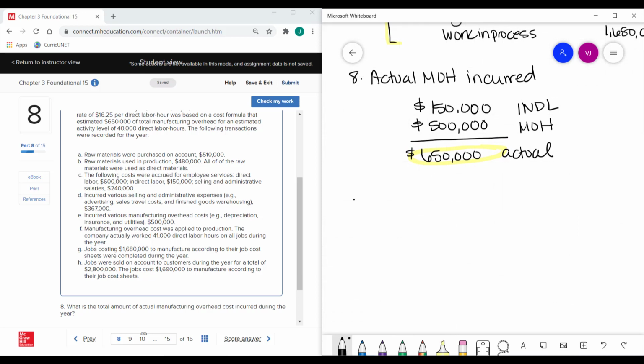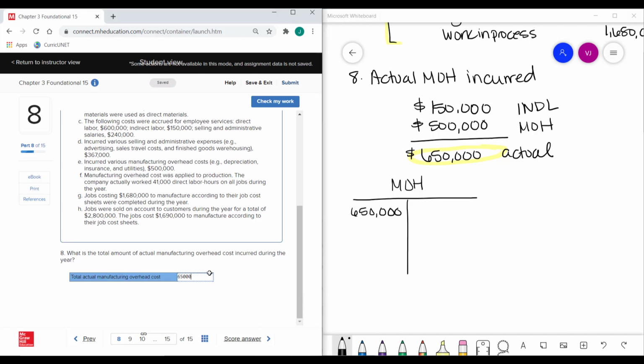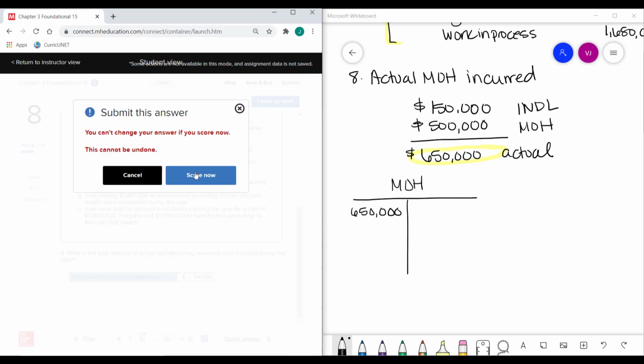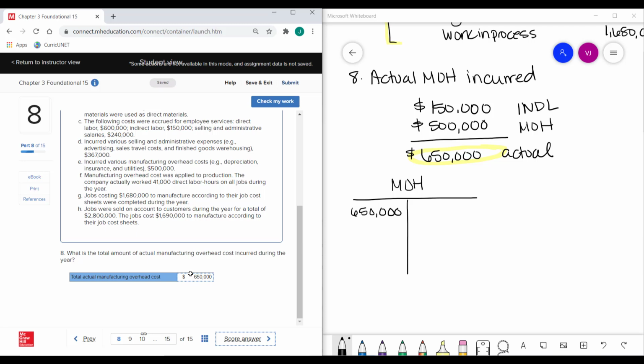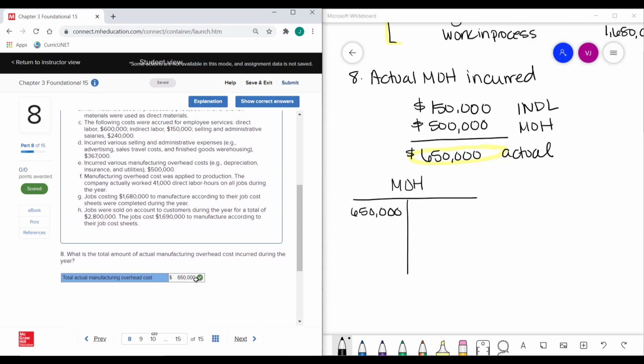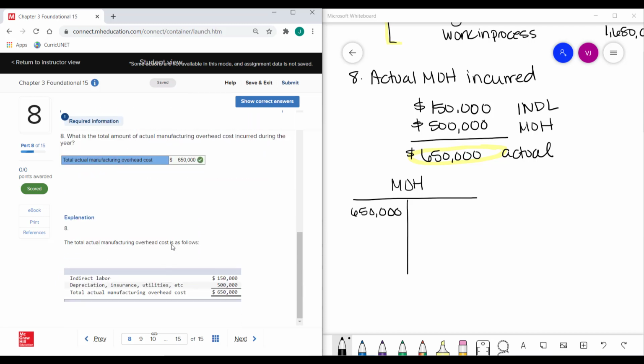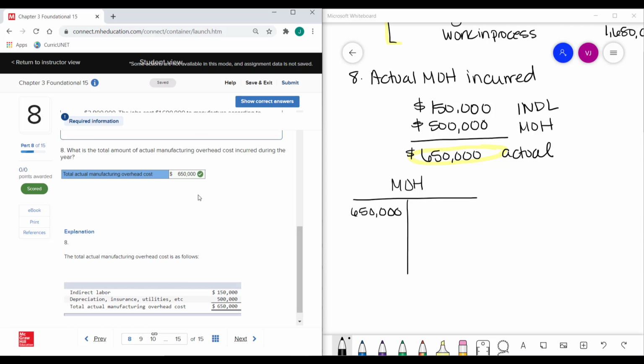Okay, so in this T account, remember the actual side is the debit side. So after all those entries, after the entries to record all of this, there should be $650,000 here on the left-hand side. Okay. So let's go ahead and add this in here. Score it real quick. Very good. And by the way, if you're doing this on your own as practice, every time you score the answer, there's an explanation of the answer down below.